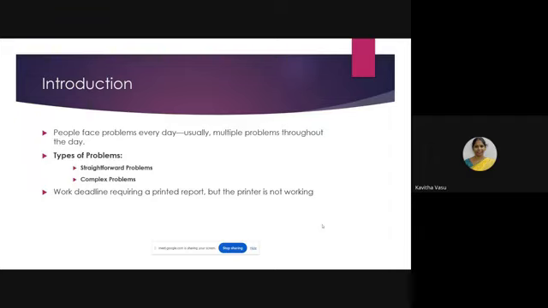solutions. Here, one example we have given is a work scenario where a printer is not functioning and a report is needed by the end of the day, illustrating the types of problems people might face. Every day we are facing some type of problem. Here I have taken one of the problems.